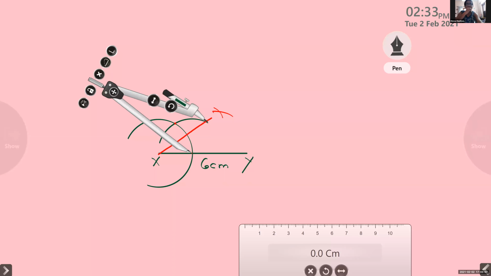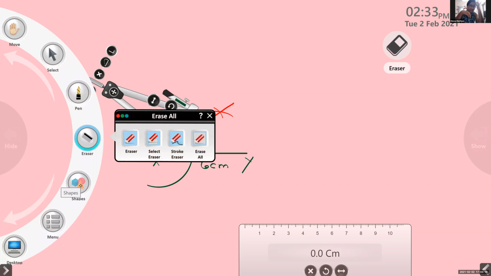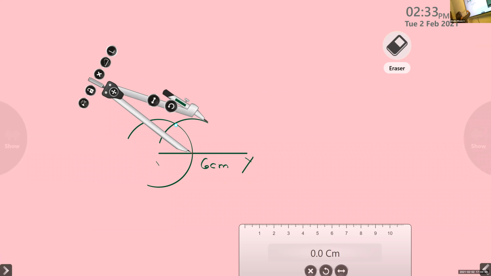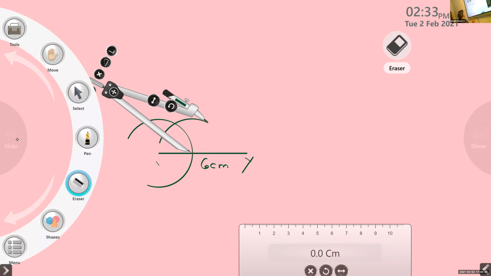Ma'am, not that, the second arc, right? You are asking about the second arc, the radius you draw, right? Yes, ma'am, how will we take it? I'll show you. Now, if I erase, this will go. Ma'am, the second arc also has the same radius, right? Same radius. The second arc also has the same radius.